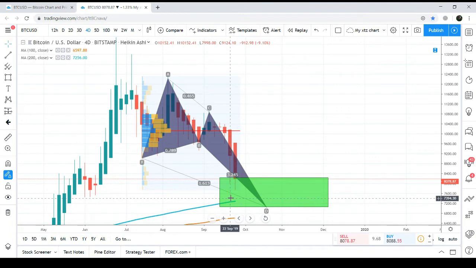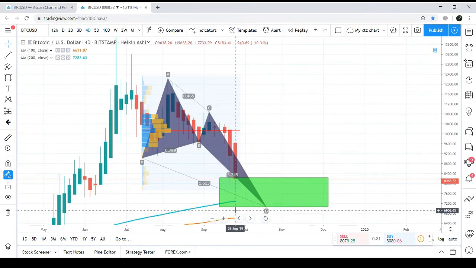So we have a very strong support on this 4-day chart, the 200 moving average, within this potential reversal zone. The price action can take a bounce from this moving average, and we have also another strong support of the 100 moving average below this potential reversal zone.